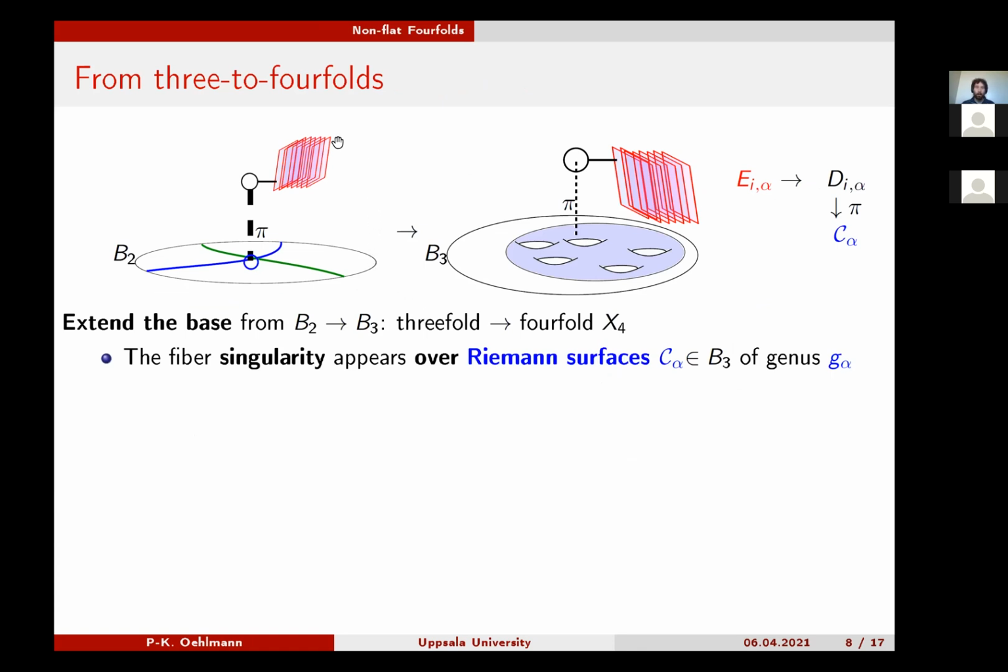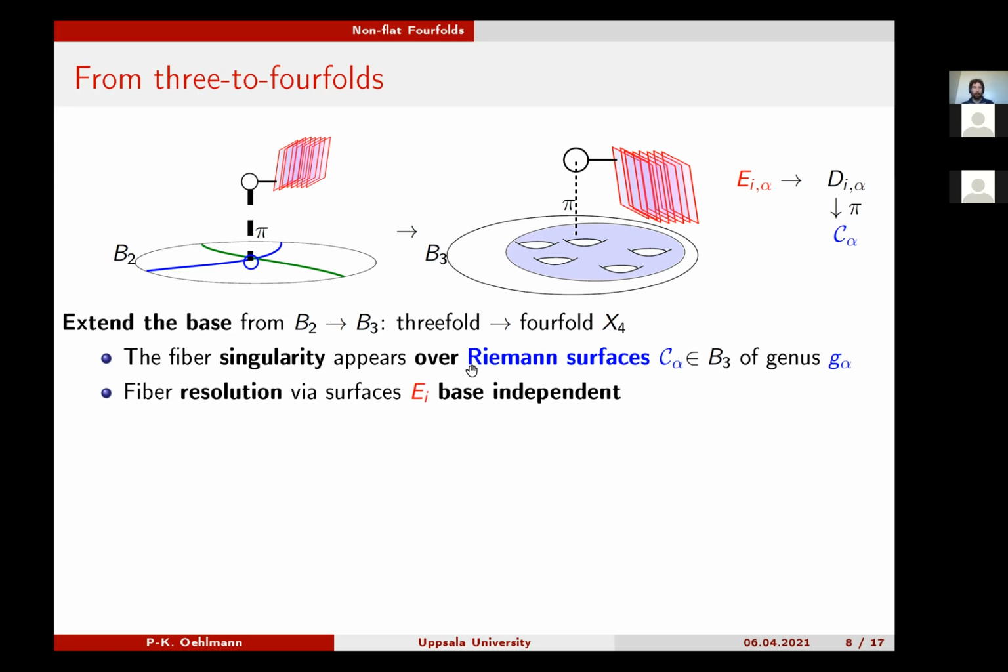So now I really take exactly the same configuration. I take my non-flat Calabi-Yau threefold, where the non-flatness happens at a point of the base, and I extend my base to complex 3 dimensions, and therefore I get a Calabi-Yau fourfold. So essentially, I just extend my base by 1 complex dimension, and that immediately tells you that the surface components of my fiber that were sitting over a point in my complex 2-dimensional base will now sit over a complex one-dimensional object, which is a Riemann surface. And this Riemann surface generically has a genus, and I call this genus g_alpha. It could also be multiple Riemann surfaces that I index with this index alpha here.